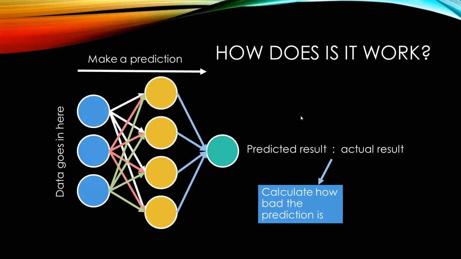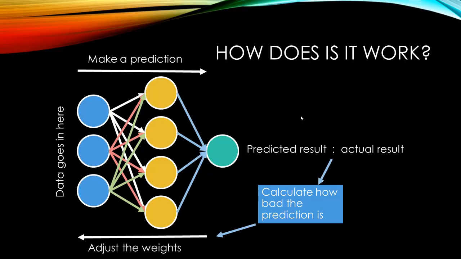It's 90% wrong. Okay? We calculate how bad the prediction is. And then, and here's the magic, actually. Here's the piece that's incredibly innovative. We adjust the weights based upon what we learn in terms of how bad that prediction is. Now, this is the first time through, so we don't have much to work with. We adjust the weights, and then we do it again.